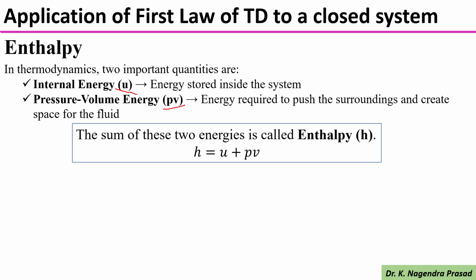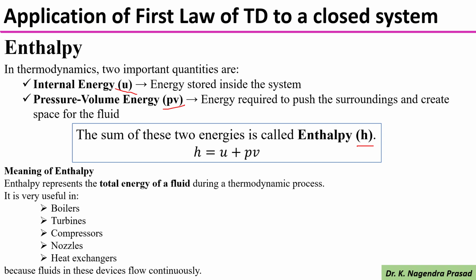So the sum of these two energies is called the enthalpy, which is represented by small h. So enthalpy, small h, equals u plus PV. Enthalpy represents the total energy of a fluid during a thermodynamic process. Enthalpy is very useful in boilers, turbines, compressors, nozzles and heat exchangers because fluids in these devices flow continuously.